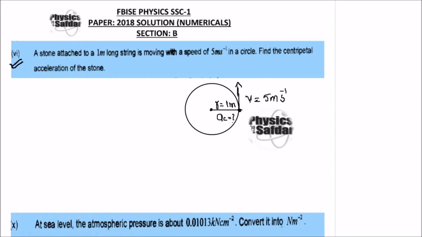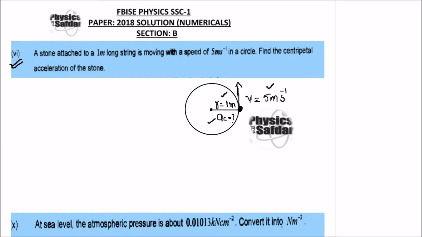This is the string we have of length 1 meter and one stone is attached at its one side like this, and it is moving. In this rotation the speed is given 5 meters per second and you need to calculate the centripetal acceleration.